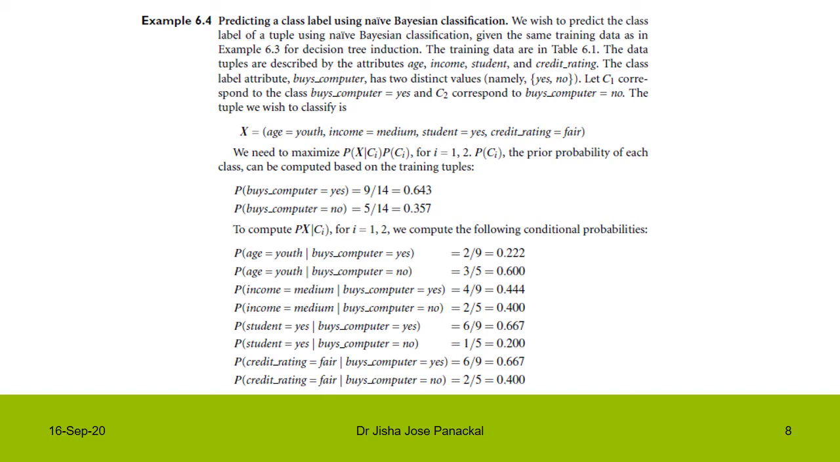Like that we can find all the possible combinations, like the probability of income equal to medium given buys_computer yes, 4 by 9, and the probability of income equal to medium given buys_computer no. We are considering both cases, that is, both classes. Here we have 2 types of classes, the yes category and the no category. So we are checking with all of these, and finally we get all these values.